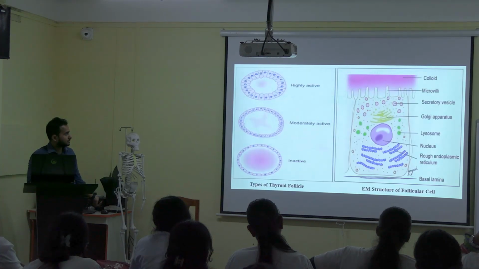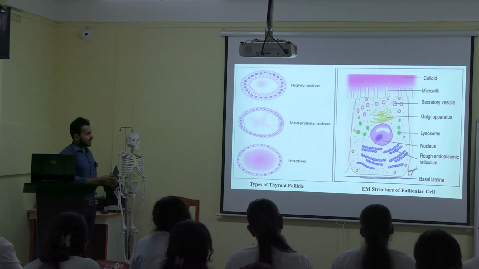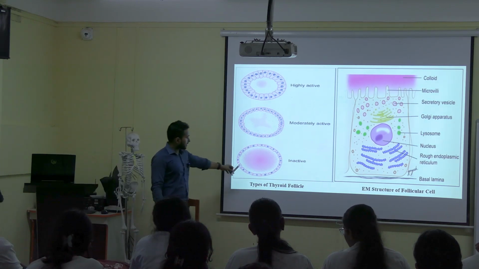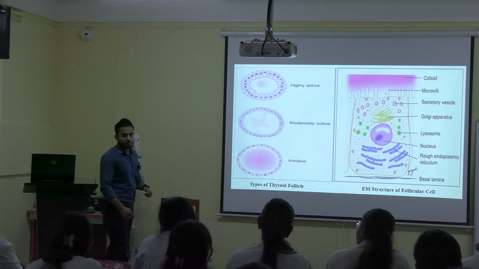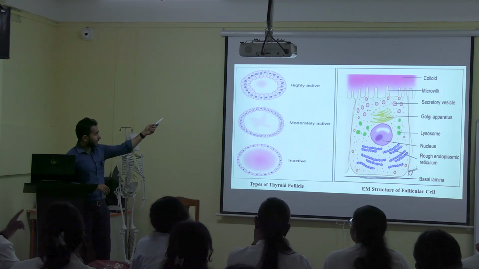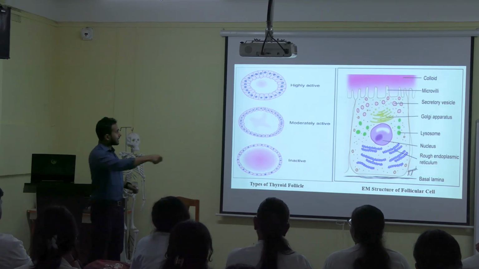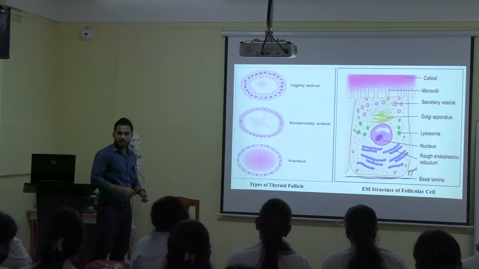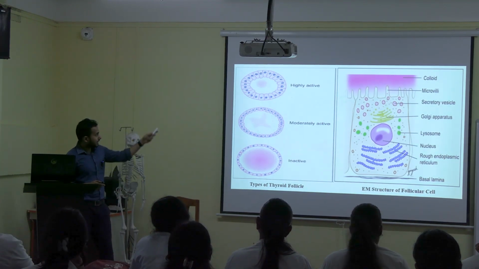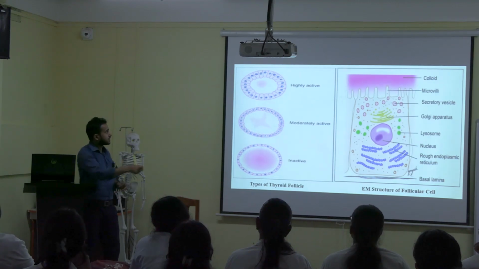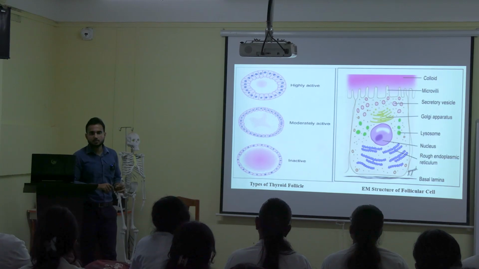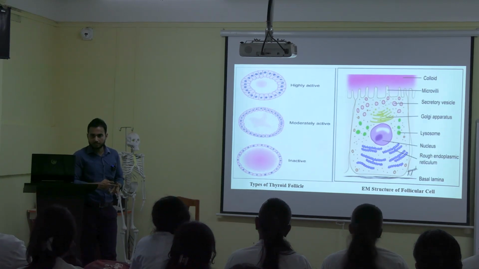Let me show you the diagram. So here you can see two diagrams are shown over here, right? So these are the types of thyroid follicle. So which one is the most active? This is the highly active. Look at this. This is the highly active follicle. This is moderately active follicle, and this is inactive follicle. So can you see the lining epithelium? So see the lining epithelium. In case of highly active, what will be the lining epithelium? Simple columnar epithelium, and the amount of colloid is less.